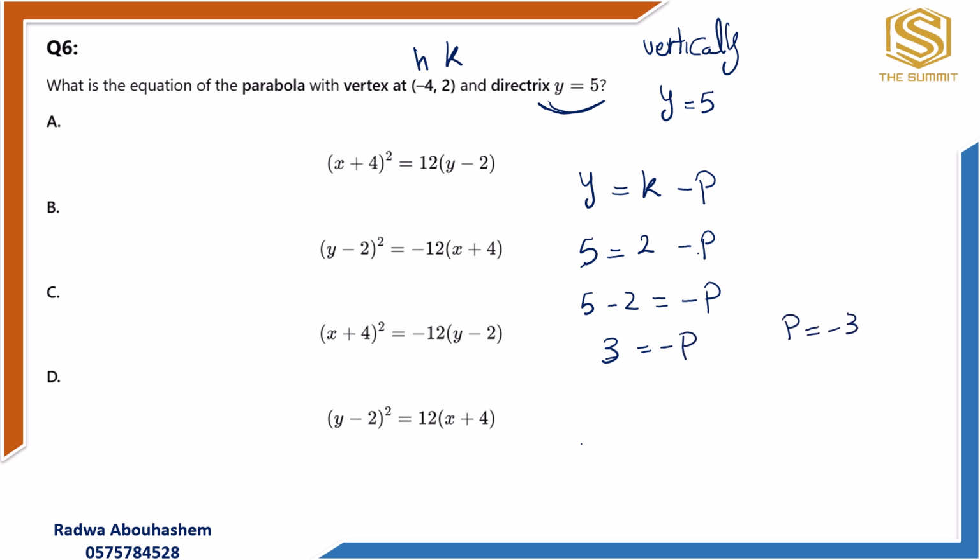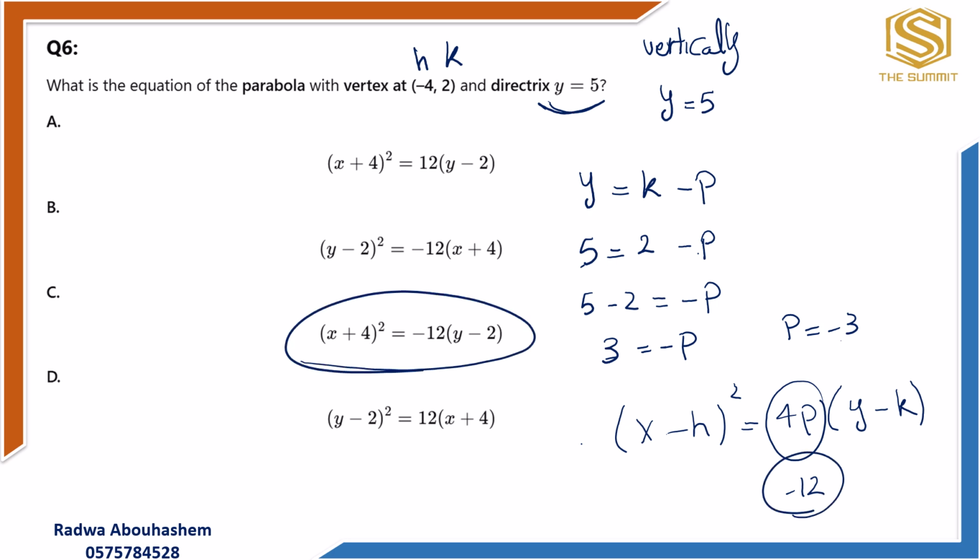You remember the rule? The rule said, if it's open vertically, x minus h all to the power 2 equal 4b times y minus k. So I have to multiply the b times 4. So negative 3 times 4 gives me negative 12. So here is my answer.